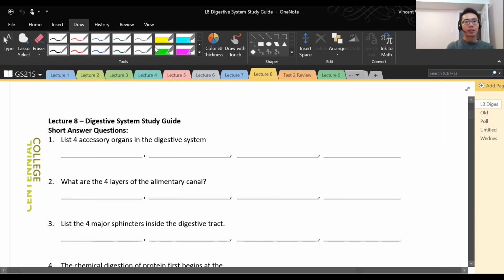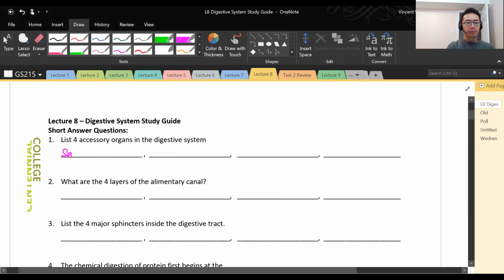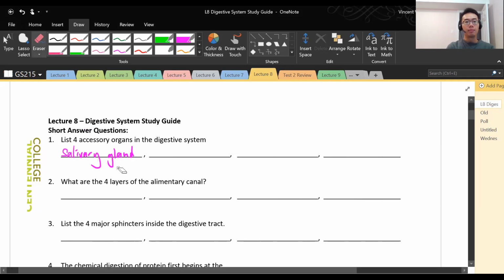Okay, so we have our salivary gland. There are a total of 3 salivary glands. There is the parotid salivary gland, there is the submandibular salivary gland, and also there is the submaxillary salivary glands. We will label them later in the diagram.